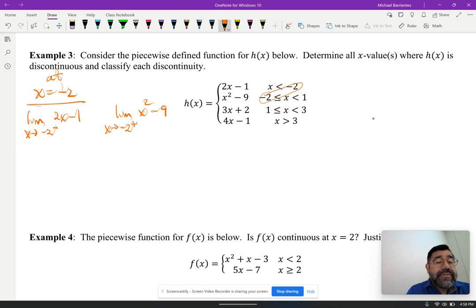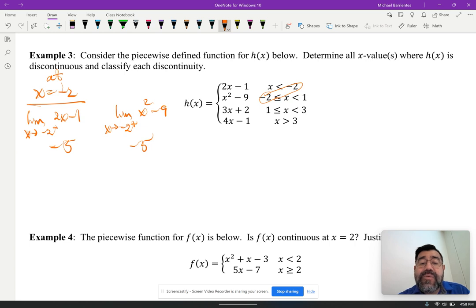If you substitute -2 in here, you're going to get -5. And if you substitute -2 in here, -2 squared is -2 times -2, that's +4, minus 9 is -5. Oh, well, they're going towards the same y value. So the limit exists, right? Now, is there an actual y value there? Is there an actual point, or is it going to be a hole?